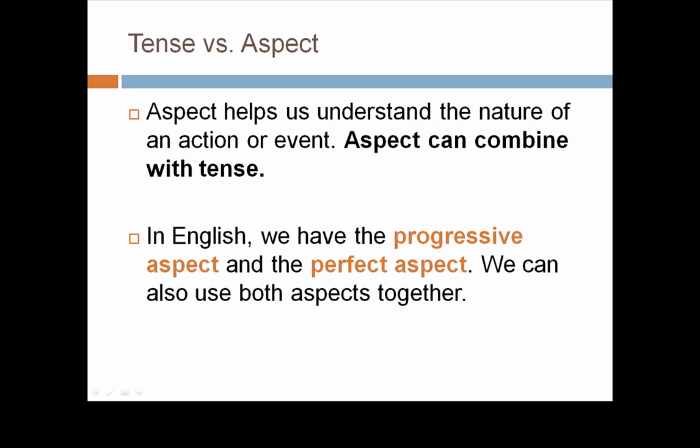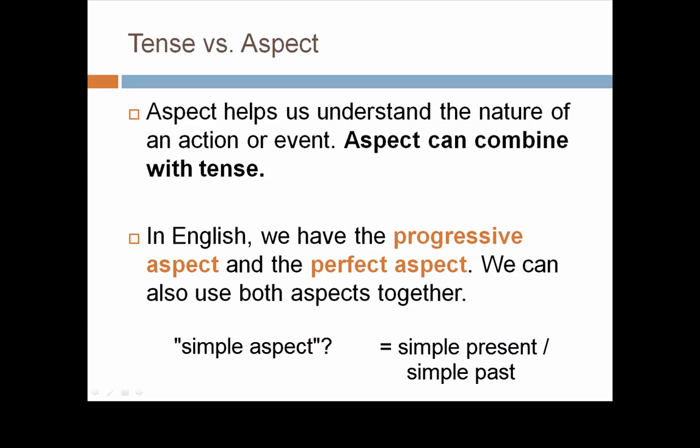Aspect can help us understand the nature of an action or an event. Aspect can combine with tense. In English, we have the progressive aspect and the perfect aspect. We can use either one alone, or we can use them together. Now, when we don't have progressive or perfect aspect, some people like to call that the simple aspect. I prefer to talk about the simple present and the simple past. I think it keeps things simple.